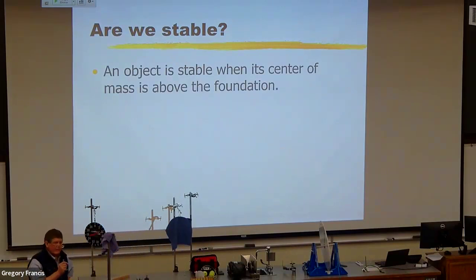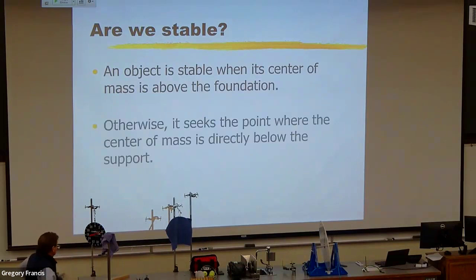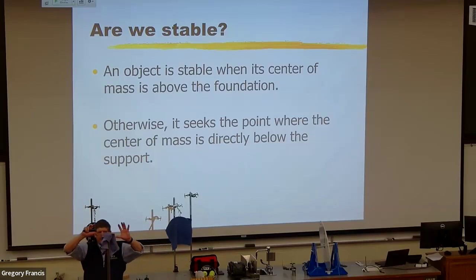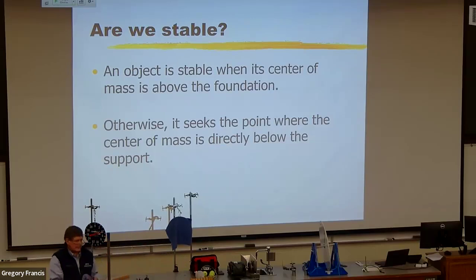If we get that center of mass out beyond the support, we find that it seeks a point where the center of mass is directly below the support. So when I had the pitchfork and the shovel, I know that the center of mass of that system would be hard to calculate with math, but I know from this principle that it's got to be somewhere below this support right here. So it has to be somewhere along the pole. And we could figure out if we wanted to where that is.